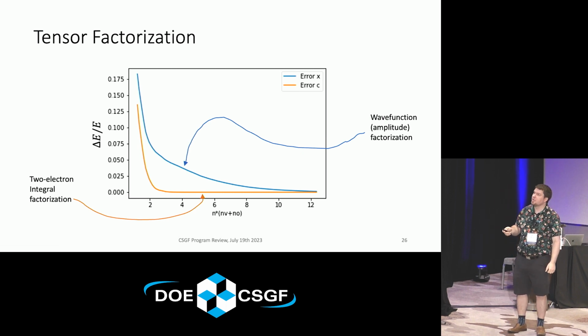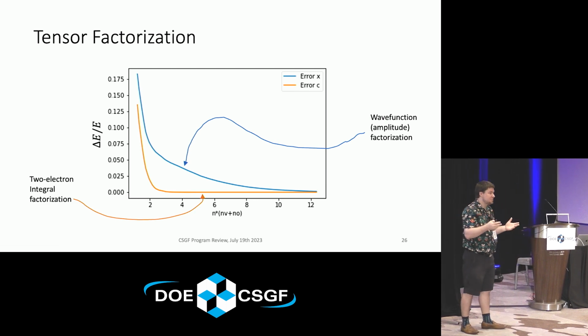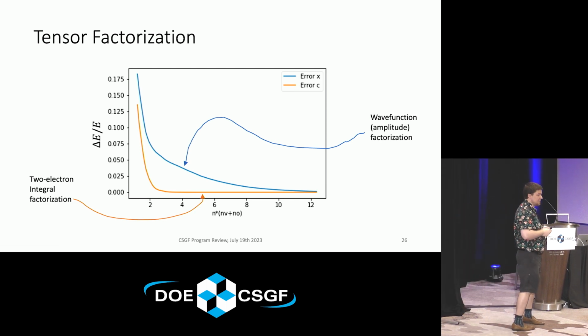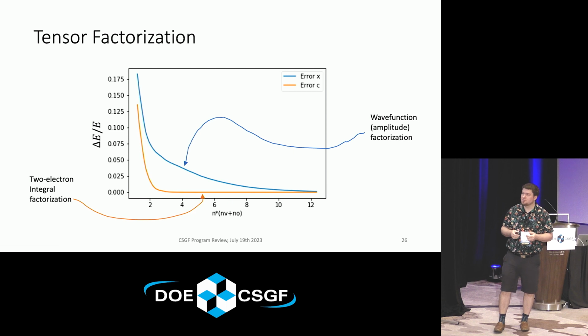So the Coulomb energy converges quite quickly, even exponentially here. But the exchange energy converges much, much more slowly, and we have this gap here. That's due to attempting to compress the wave function using the same technique as the integrals. It's simply not as effective, and that's really because we don't have the same physical picture of what this compression means for the amplitudes. The amplitudes are inherently not the same kind of thing as our electron interaction.